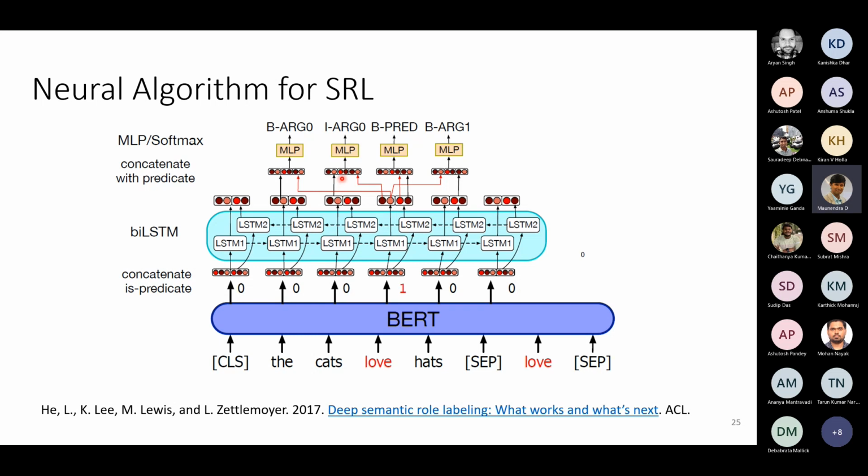Similarly here also, with BIO encoding, this is the beginning of argument 0, this is inside argument 0, so these two we can combine. Next is B-pred, so argument 0 stops here. So the cats is argument 0, love is the predicate, beginning of predicate only, and then hats is the beginning of argument 1. All right, so this is one more algorithm from 2017 for semantic role labeling. Any questions till this point?